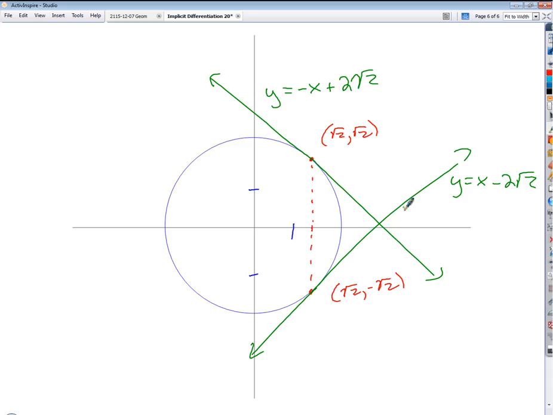Yes, sir? Is there any significance to the point at which the two change? I mean, maybe. Maybe. Depending on the context, there could be. Yeah. Okay? Make sense? Yeah.